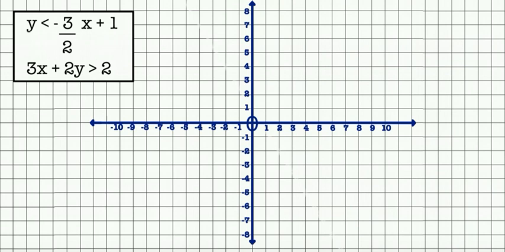We have two inequalities, and the first one is y is less than -3/2x plus 1, and 3x plus 2y is greater than 2. So we're going to plot the first one as we normally would, starting off with the y-intercept, which is at +1. And then our slope is -3/2. So we're going to go down 3 units, 1, 2, 3, and then we're going to go to the right 2 because the 2 is positive. 1, 2. And then again, we're going to go down 3, 1, 2, 3, and then over 2. And because it's y is less than, we're going to use a dashed line.